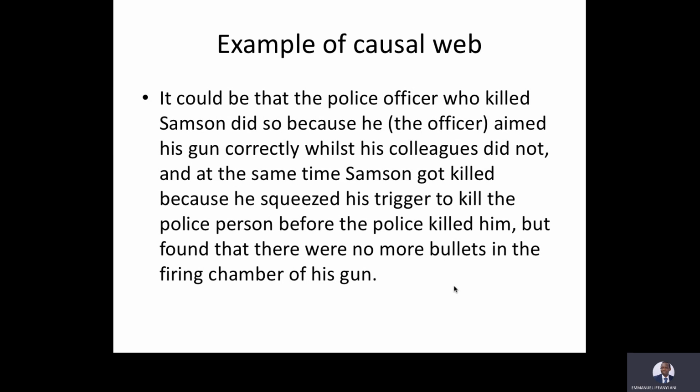So Samson is squeezing his trigger with his gun pointed at the policeman. The policeman is also squeezing the trigger of his gun, and the gun is pointed at Samson. Now, the reason why Samson died and the policeman did not die is that there was a bullet in the firing chamber of the policeman's gun, but there was none in the firing chamber of Samson's gun. That's why Samson ended up the one dead. But the two shots or the two triggers were squeezed at the same time. So that makes it a causal web.